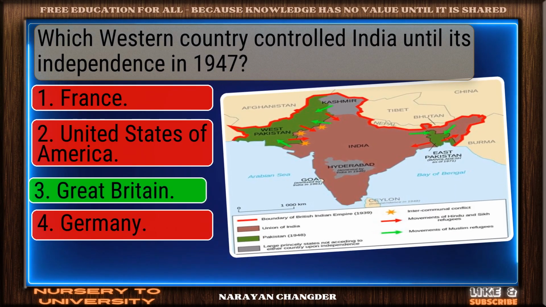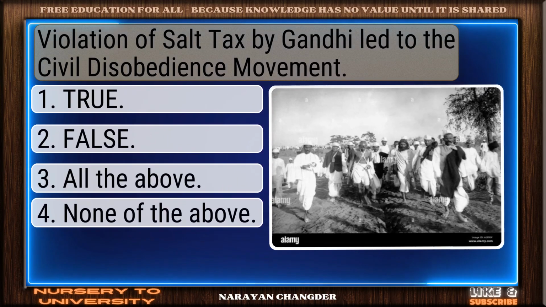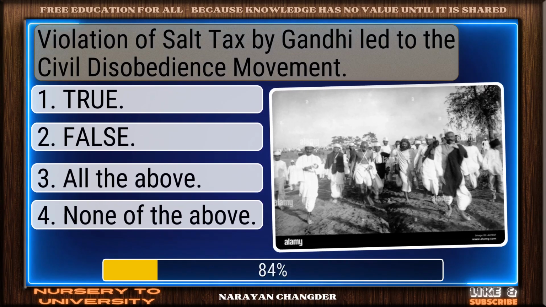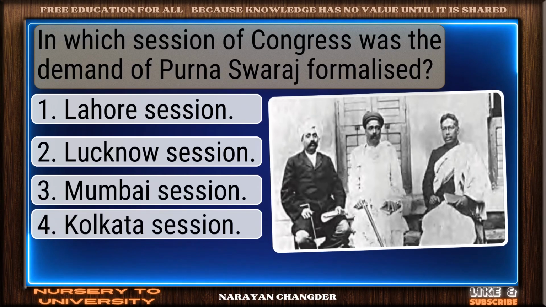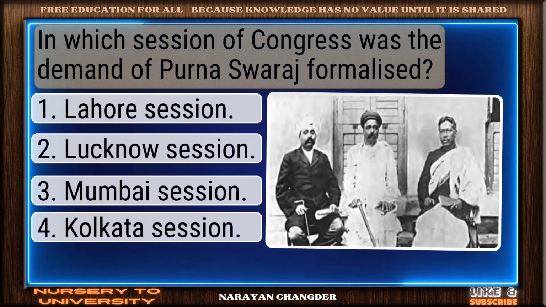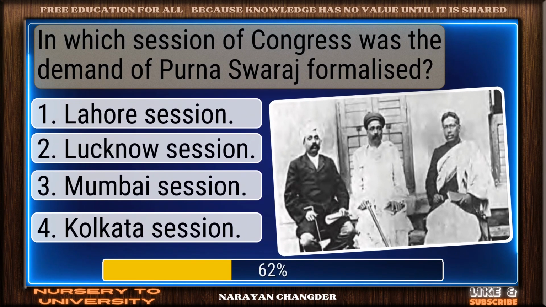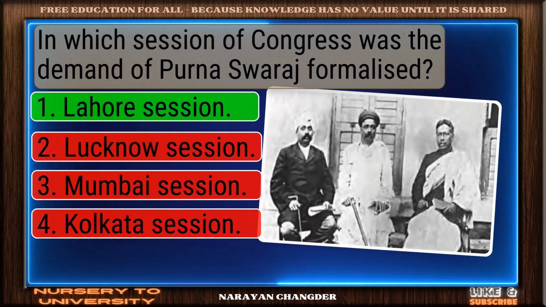Sharp thinking. Great Britain is right. Violation of salt tax by Gandhi led to the civil disobedience movement. Smart move. True is accurate answer. In which session of Congress was the demand of Purna Swaraj formalized? You got it. Lahore session fits.